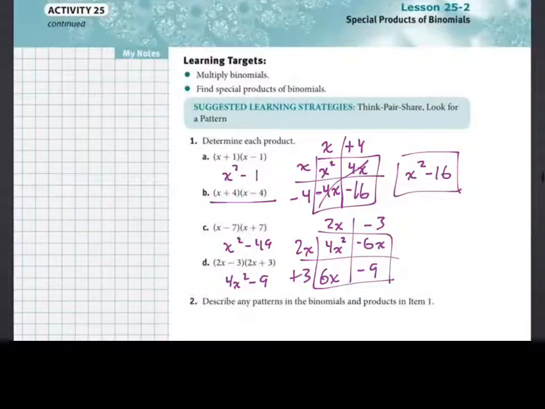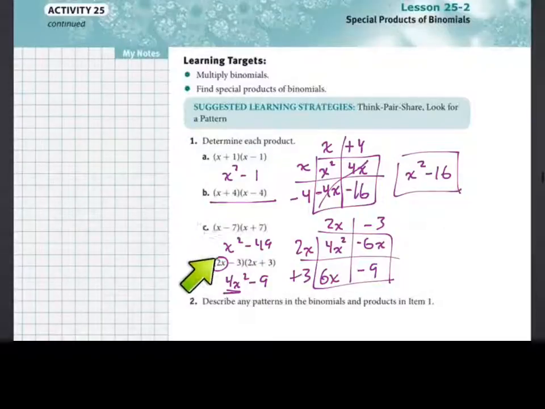You just take the first term, like right here. I took the first term, I squared it, and I got 4x squared. And I took the second term, I squared it, I got 9, and it's always minus in the middle. Okay, now this has a special name. It's called a difference of squares, because they're almost a perfect square, but one's a positive, one's a negative.